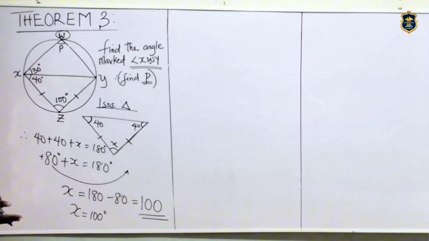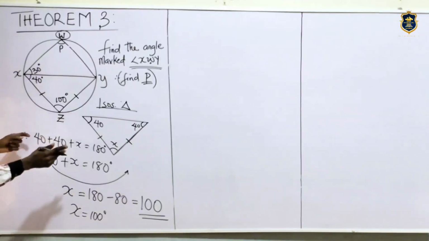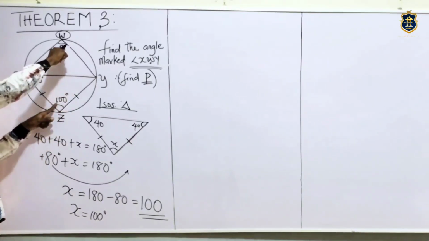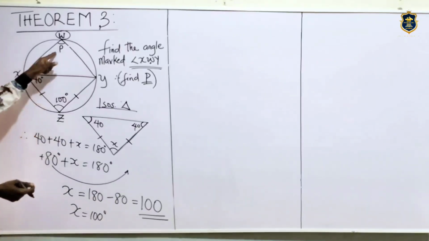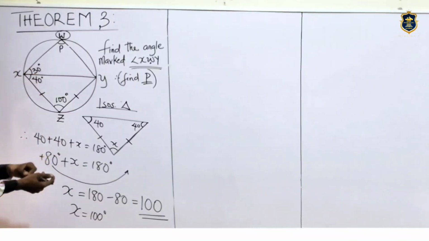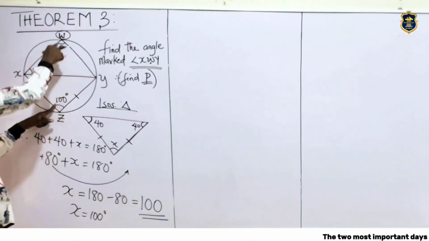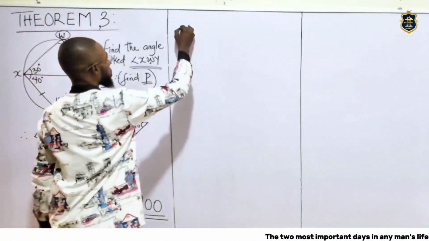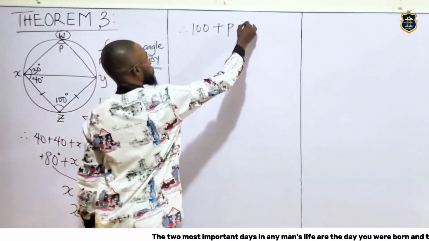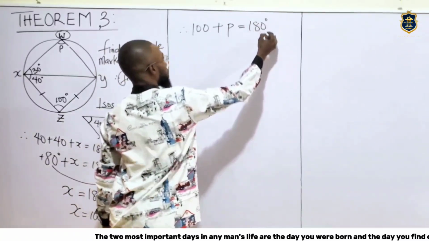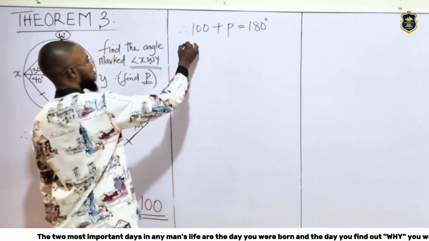And you know what we said about that in theorem 3. When they are touching the circumference, these will add up with these to give us 180 degrees, right? So let's do that now. How do we get P? In getting P, it becomes 100 plus P, because they are diagonal, right? Therefore, it's going to be 100 plus P, which equals 180 degrees, right?